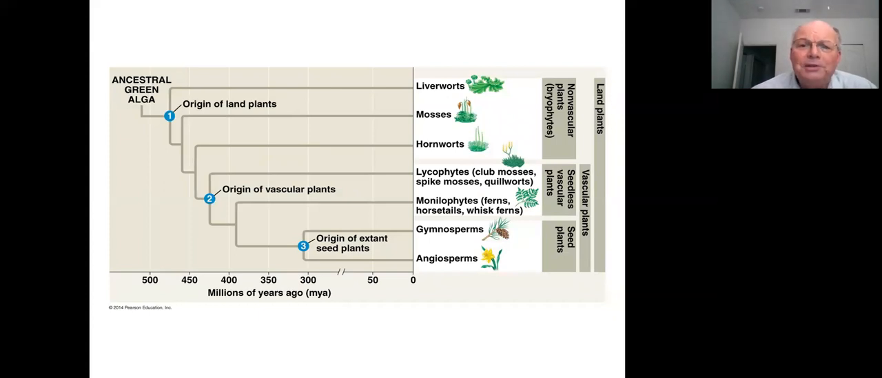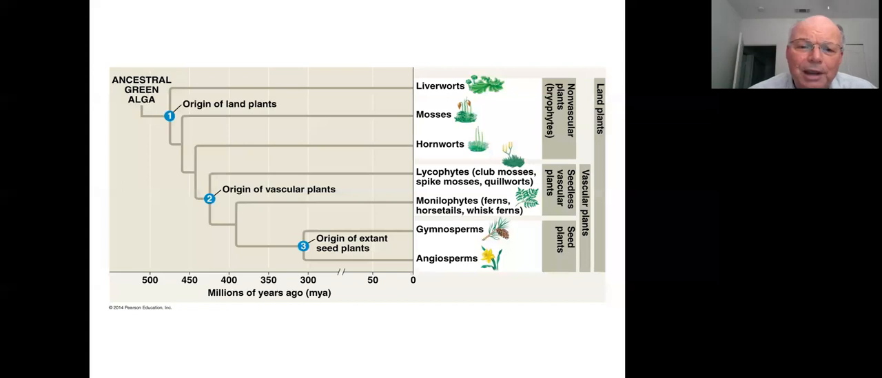Then we have the lycophytes as the first group of vascular plants to emerge. Then the monilophytes: the ferns, the horsetails, and whisk ferns, which used to be once considered to be three different clades, but are now, on the basis of genetic evidence, considered to be a single clade.